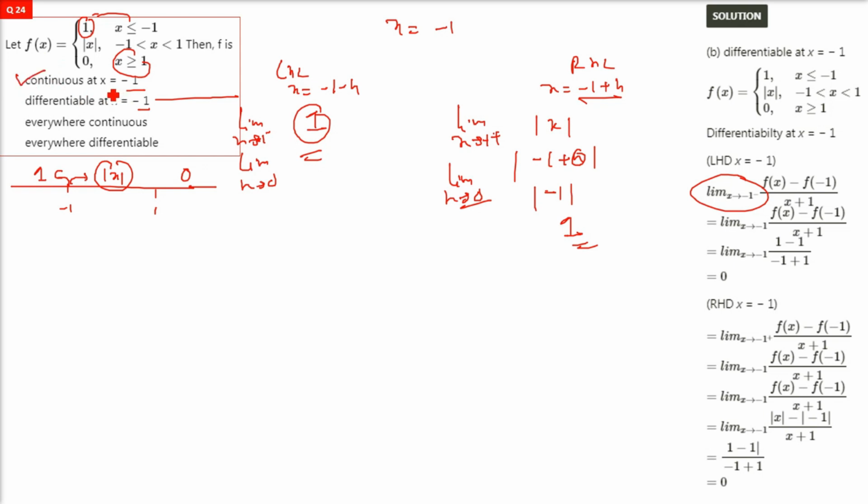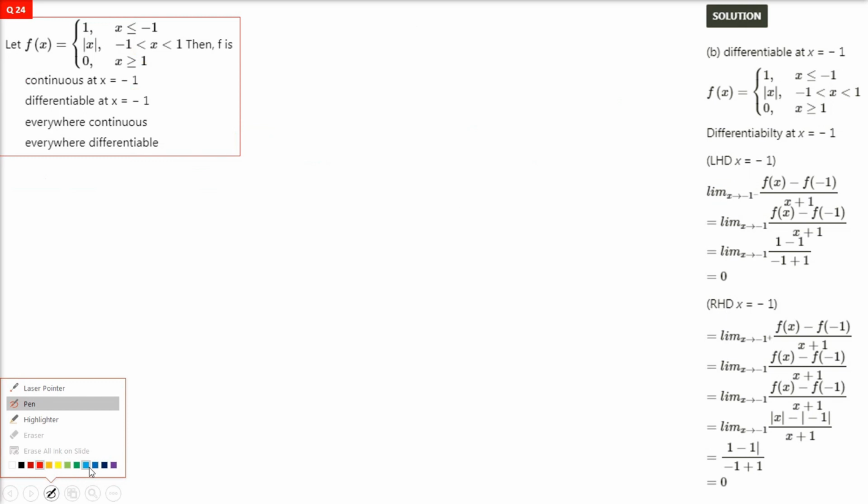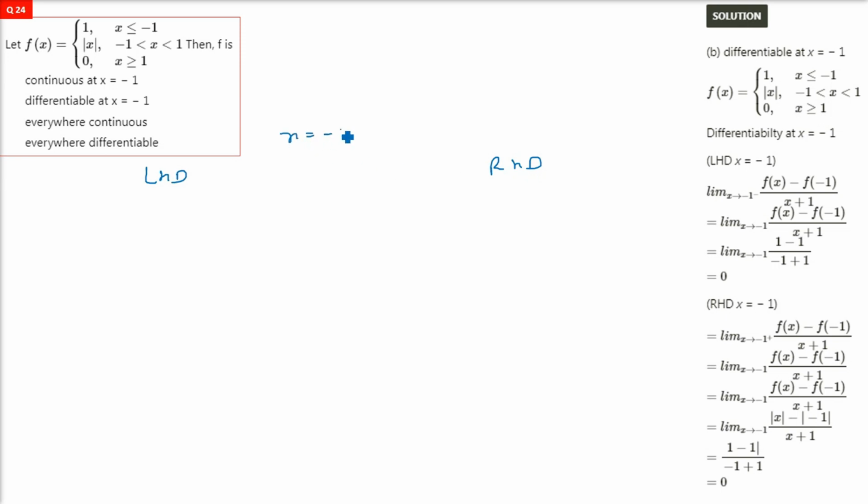So this is the first thing what we get. Now we will see for the differentiability. If the function is not continuous, we cannot go ahead for the differentiability. So we will check for the differentiability now at x equals minus 1 only. And same point and same results we will discuss. X equals minus 1, LHD, RHD, left hand derivative, right hand derivative. X will be negative 1 minus h, x will be negative 1 plus h, depending upon you are going on the left or the right.